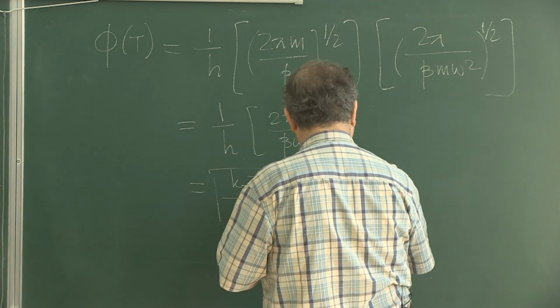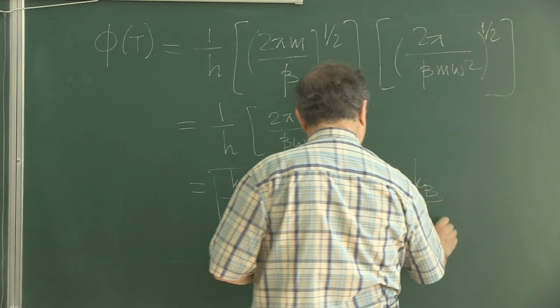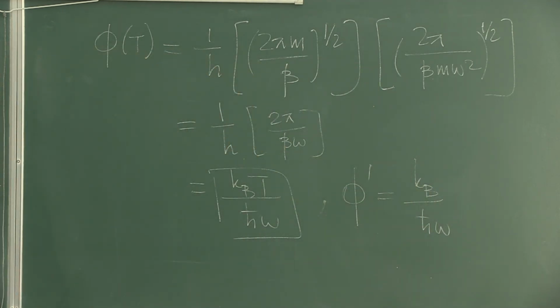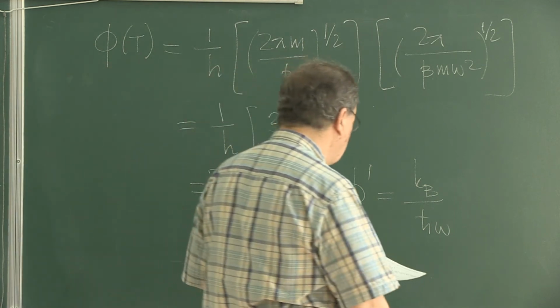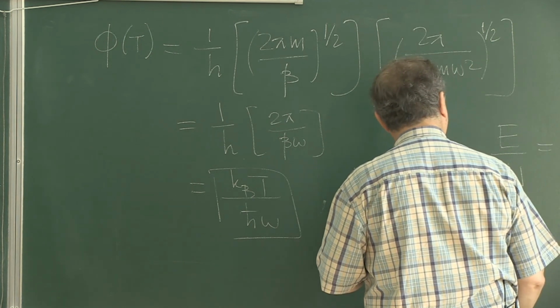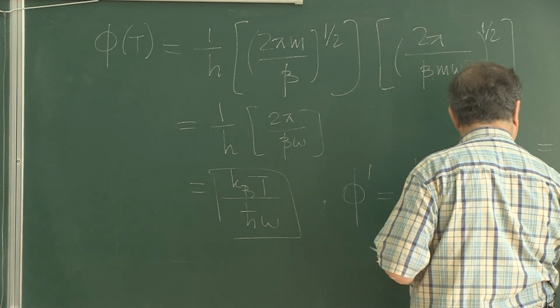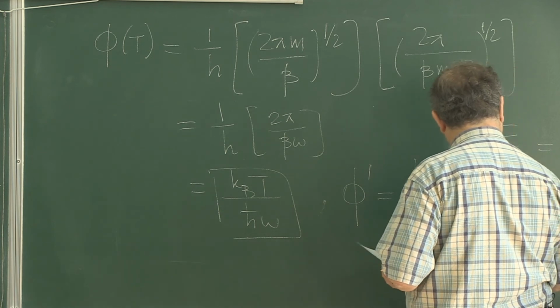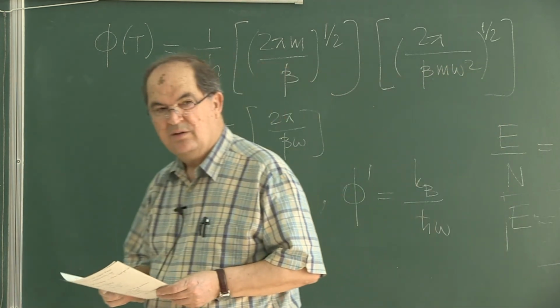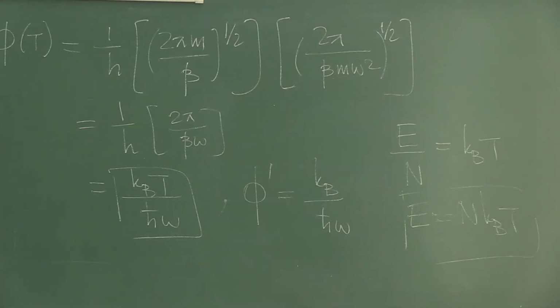Phi prime is easy in this case, very easy, with respect to temperature. Gives you this. And you can calculate energy, for example, as kBT, or energy is N kBT. Did we get the same result before? Of course. I have done an explicit calculation.